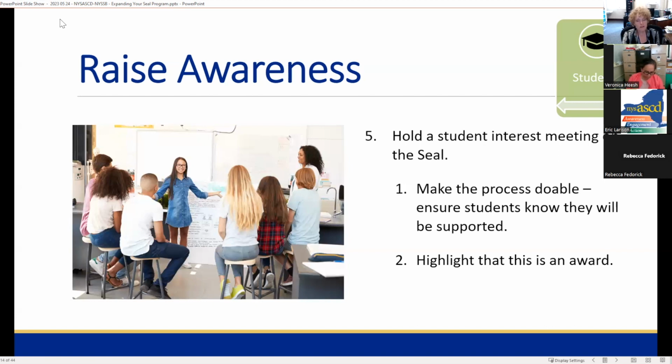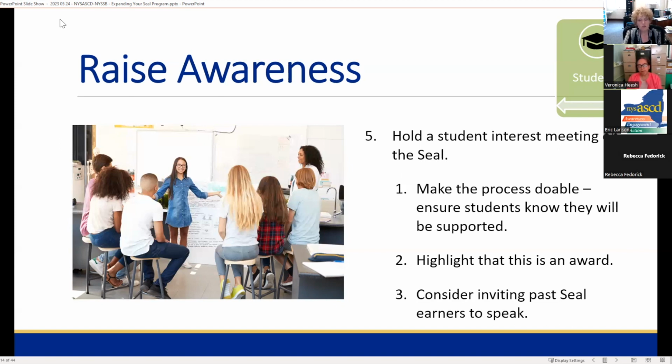You also want to highlight to students that this is an award that they get for demonstrating the proficiency. Now, the vast majority of students who try to get the seal actually get it, but the numbers of overall students in New York State who get the seal relative to those who could get it is pretty small. Only about 3 to 4% of New York State graduates get the Seal of Biliteracy. So this is something that can really distinguish them.